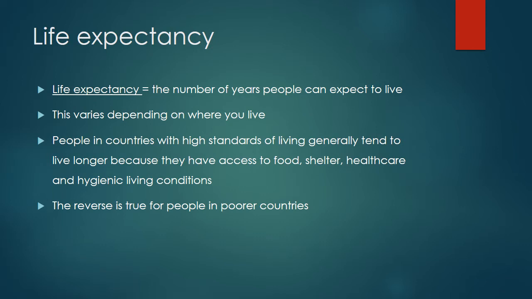So life expectancy, which is one of the components of the Human Development Index, is looking at the number of years that people can expect to live. And this obviously varies depending on where you live. People in countries that have got high standards of living, like in Australia, we tend to live longer because we've got access to food, shelter, healthcare, and hygienic living conditions. But people in poorer countries with lower standards of living, they actually have a reduced life expectancy.